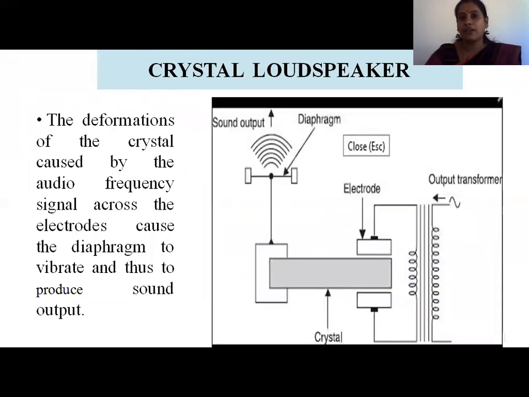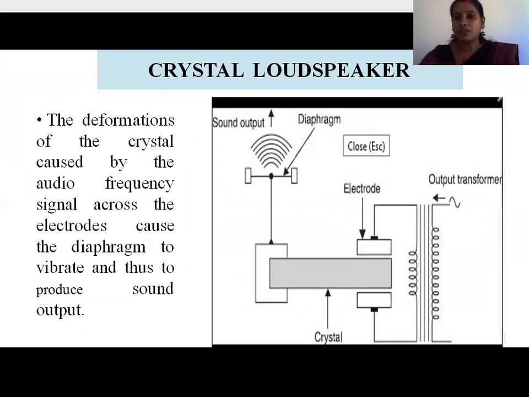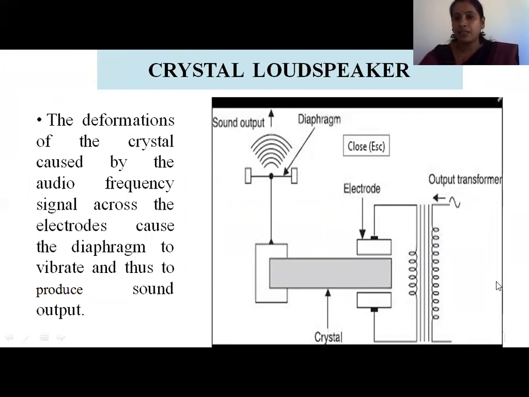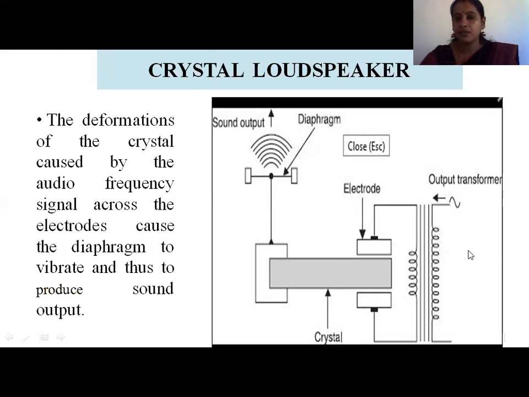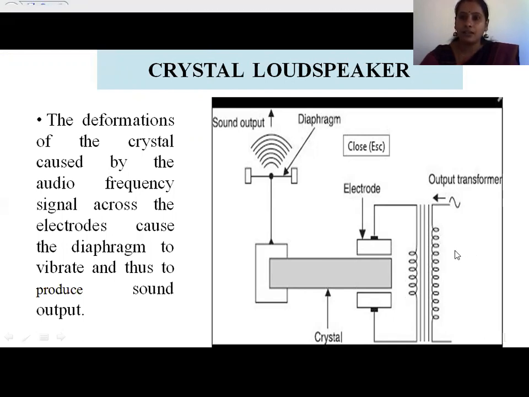So this is the block diagram of the crystal loudspeaker. See what all the structures we have here. This is the output transformer. This is the input section, the primary section. This is the secondary one. From the primary unit, it is the supply of analog electrical signal.